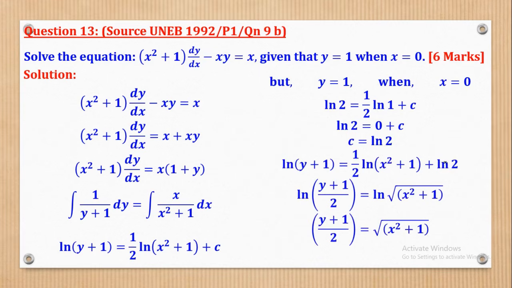So when I collect like terms, this will come this side to become ln of y plus 1 over 2. Then this half will go up here to become ln square root of x squared plus 1. Then when I cancel these lns, I'll come up with this equal to that. Therefore, y plus 1 squared is equal to 4 in brackets x squared plus 1.